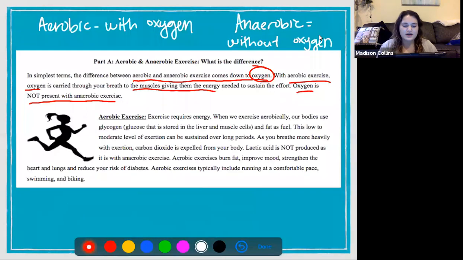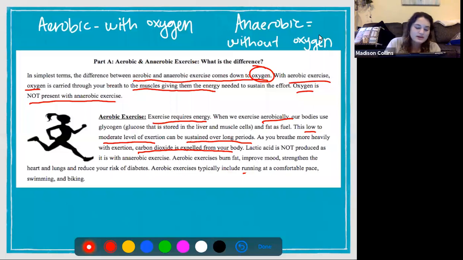Okay, so aerobic exercise. Exercise requires energy. When we exercise aerobically, our bodies use glycogen, which is glucose that is stored in the liver and muscle cells, and fat as fuel. This low to moderate level of exertion can be sustained over long periods. As you breathe more heavily with exertion, carbon dioxide is expelled from your body. Lactic acid is not produced as it is with anaerobic exercise. Aerobic exercises burn fat, improve mood, strengthen the heart and lungs, and reduce your risk of diabetes. Aerobic exercises typically include running at a comfortable pace, swimming, and biking.